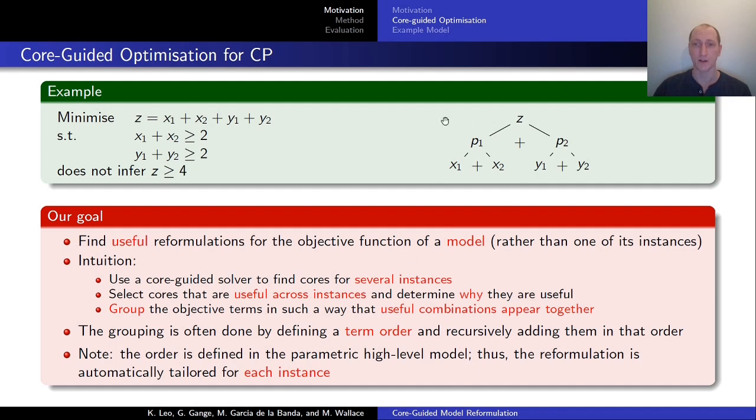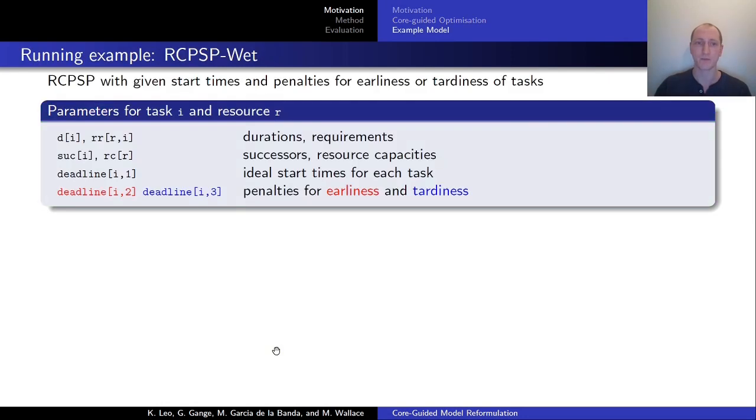to construct our reformulation. Note that because we're working at the level of a high-level constraint model, when we introduce our reformulations, they're not tied to a specific instance, but when it's actually compiled for a particular instance, it'll be tailored for that instance. So in this presentation, we're going to use the RCPSP wet model as our running example.